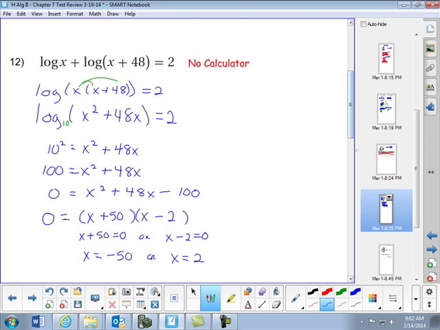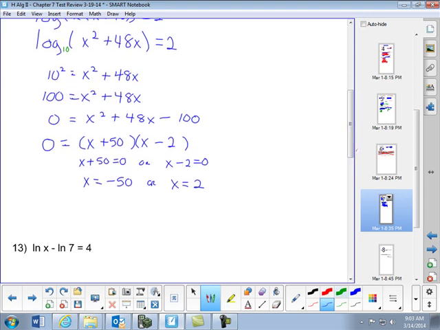All right, well, we got to go back and remember if we plug these into here, you have to have a positive argument. So if you plug 2 in, you get 2, and here you get 50, and that would work. If you plug negative 50 in, you cannot take the log of a negative number. It does not exist. So we're going to cancel this one out. That does not exist. So the only answer for this problem is 2.